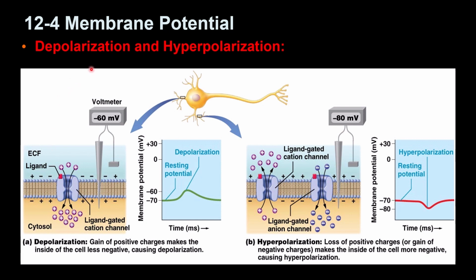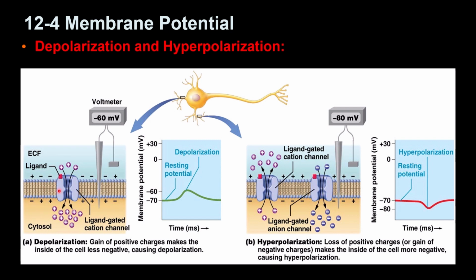Oh, so here we're discussing depolarization and hyperpolarization. So what those two mean, okay? This is the plasma membrane, semi-permeable. This is extracellular fluid. This is the cytosol inside the cell.